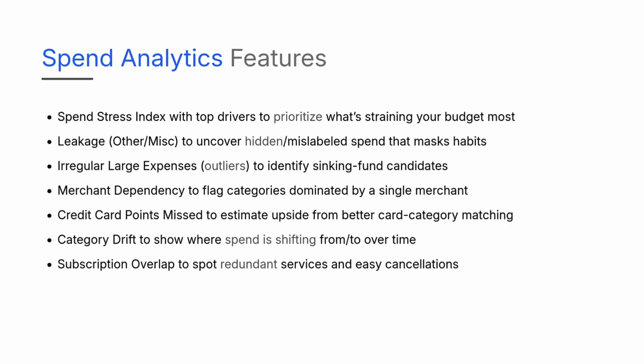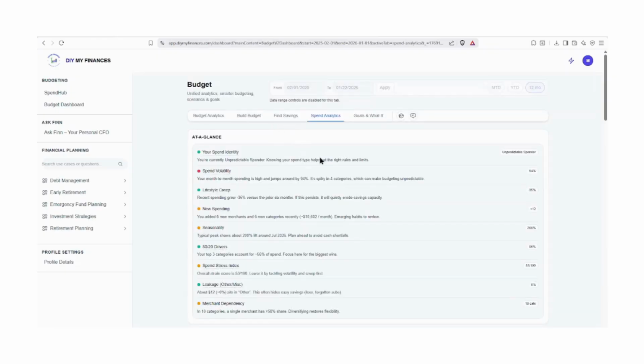Start with the At a Glance panel. It highlights what's impacting your budget the most. Things like spend volatility, lifestyle creep, new spending, seasonality, and your 80/20 drivers, each with a simple takeaway and score. Click any insight to jump straight into the details.